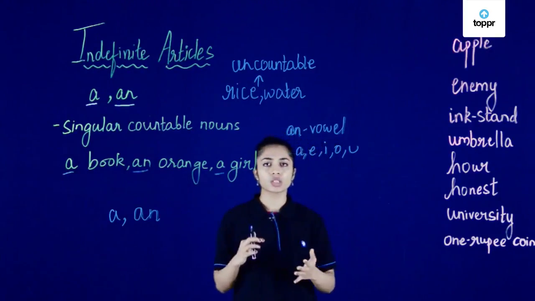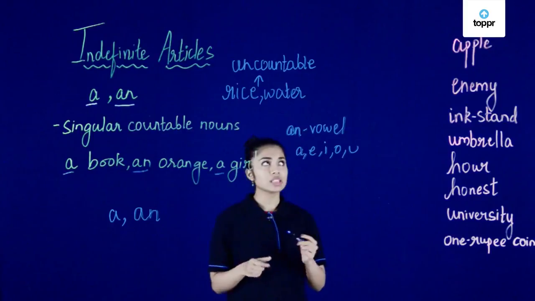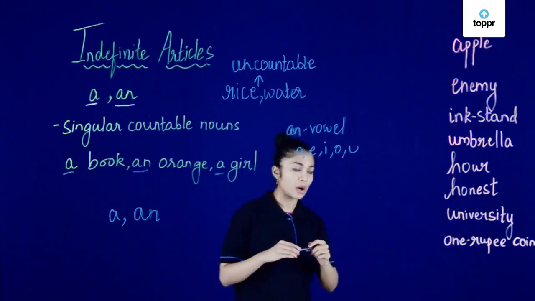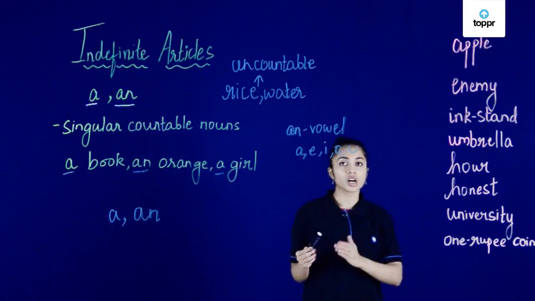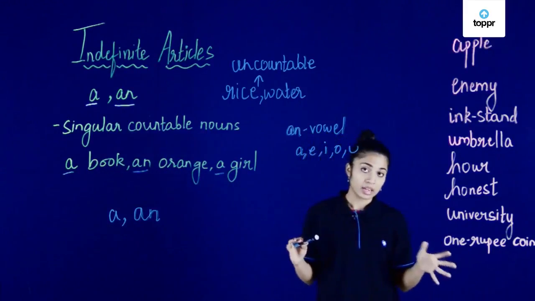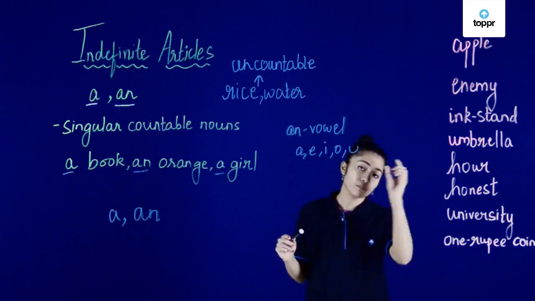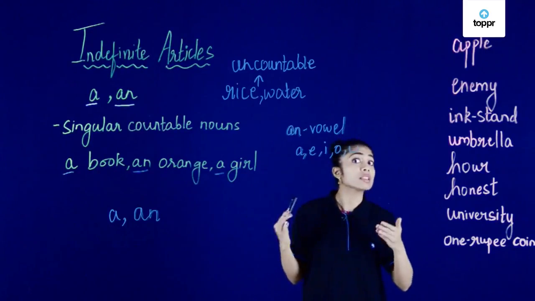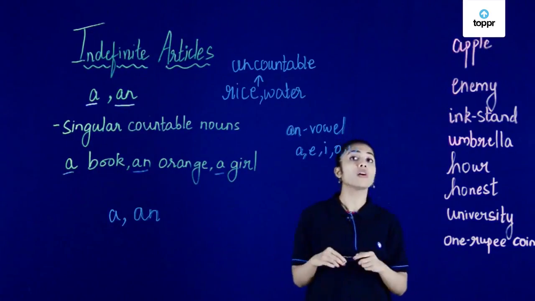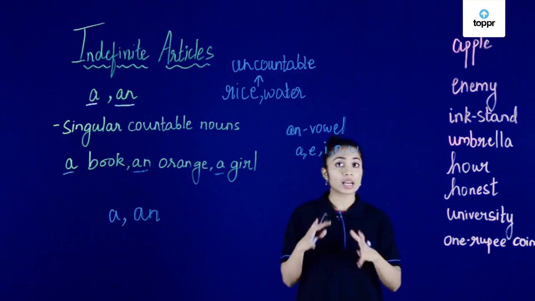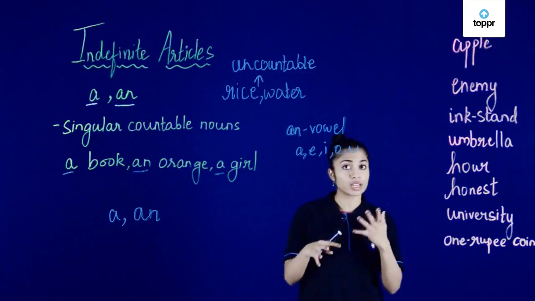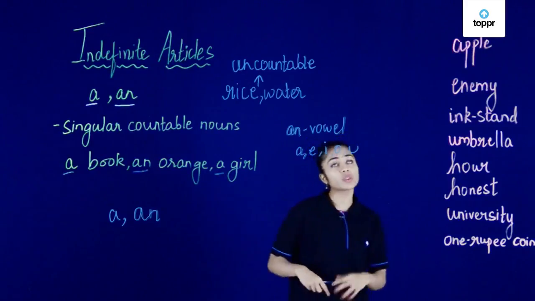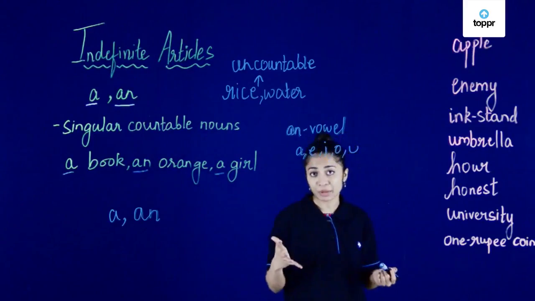Now we are going to do this activity. In this activity, I have these words here, and we are going to use a or an depending on the first letter or even the sound of the word. Now let's get started with this activity. It is a really interesting one, and I want you to get involved in this. So let's start with the first word, which is apple.